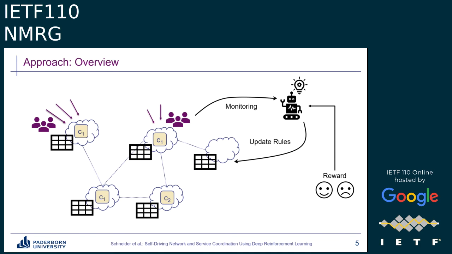And this repeats iteratively. And during training, the agent also receives a reward signal that indicates how happy we are with the current situation, such that it can learn from its actions. Next.